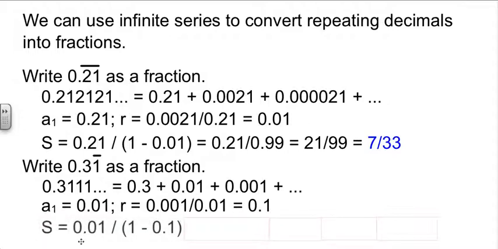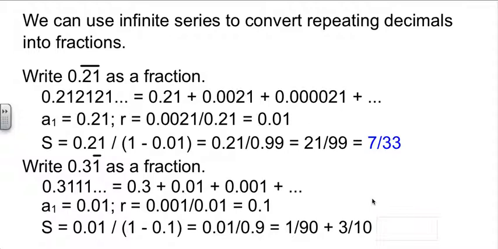Now I'm in business. 0.01 for A1 divided by 1 minus R. 0.01 over 0.9. I need to move the decimals 2 places. 1/90th. That's all of this part. Plus, we still have this other number. 0.3 is 3/10. And then when I add those together, I get 28/90ths because I had to get a common denominator. And then 28/90ths reduces to 14/45 because they're both divisible by 2.